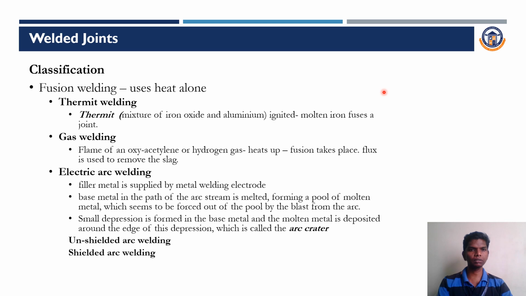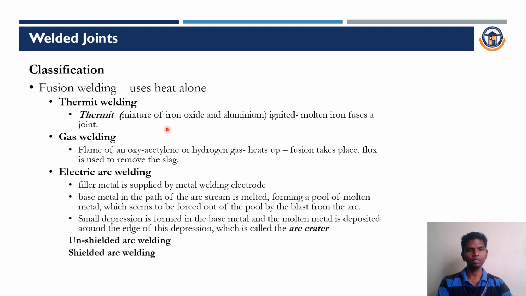These are the classifications of welded joints. The first one is fusion welding. We all know fusion welding happens by heat alone. The types are thermic welding, gas welding, electric arc welding, unshielded arc welding, and shielded arc welding. The major three types of fusion welding are thermic welding, gas welding, and electric arc welding.